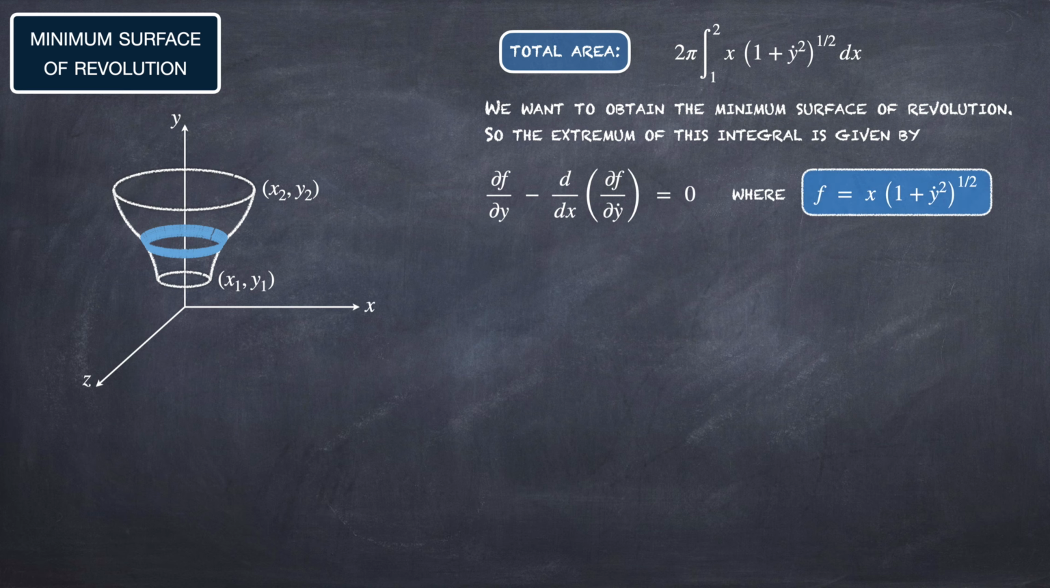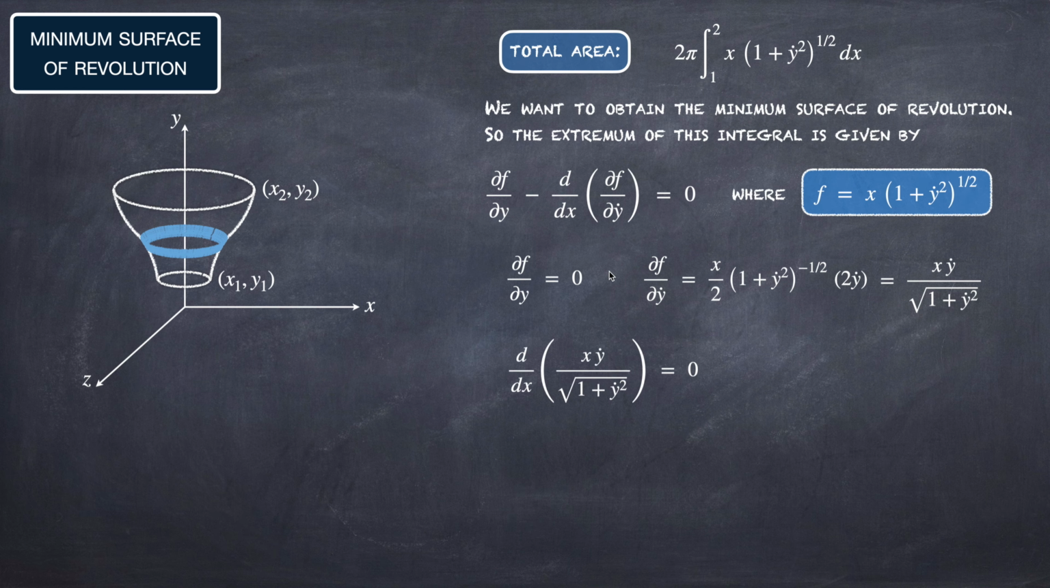So now we need to find these partial derivatives. First, del f del y. It is equal to 0. There is no y in this function. What about del f del y dot? It is x times 1 over 2 times 1 plus y dot squared raised to the negative of 1 over 2, times 2 times y dot. This factor 2 will cancel out, and we will get x times y dot over the square root of 1 plus y dot squared.